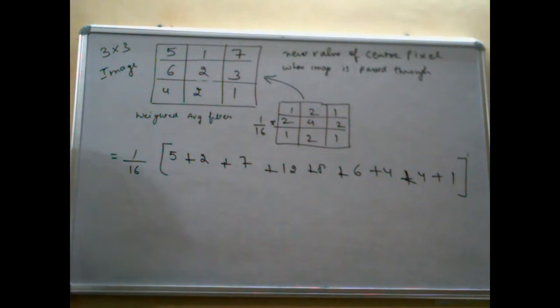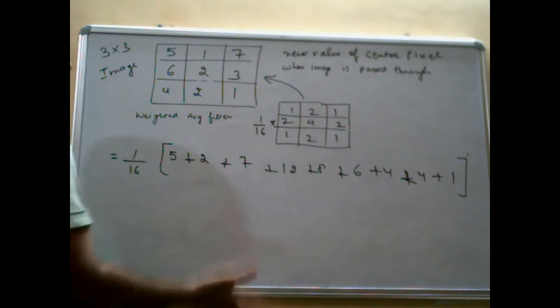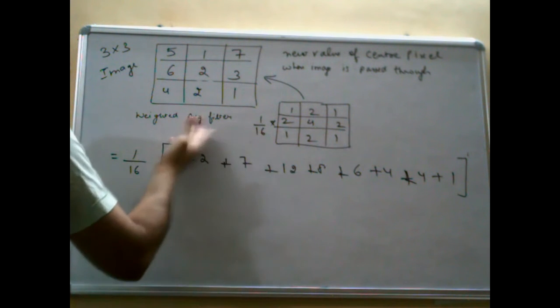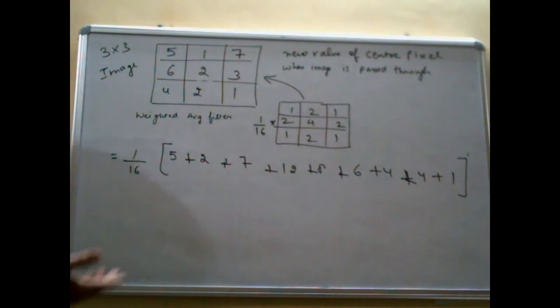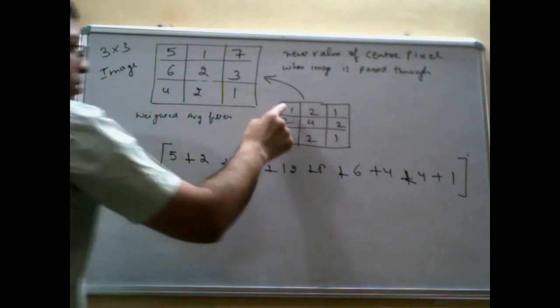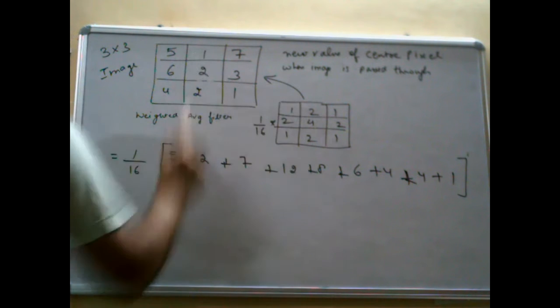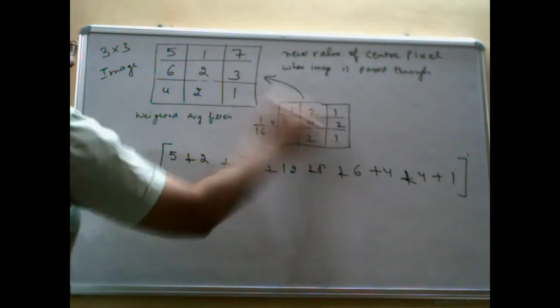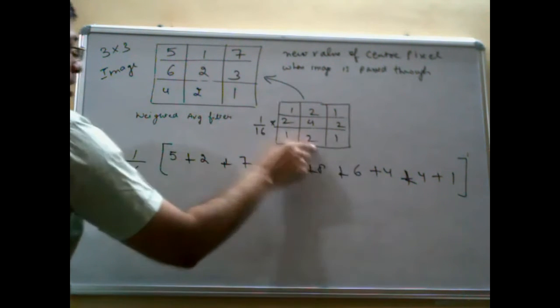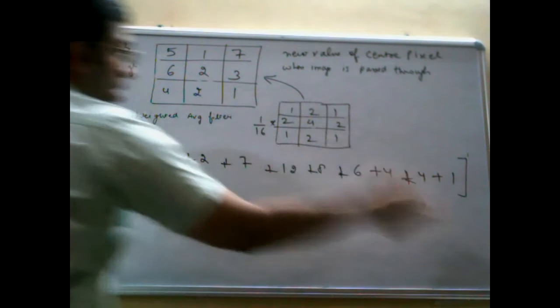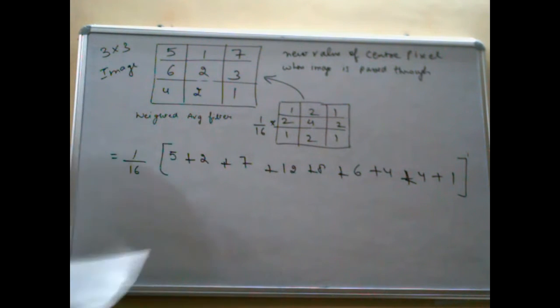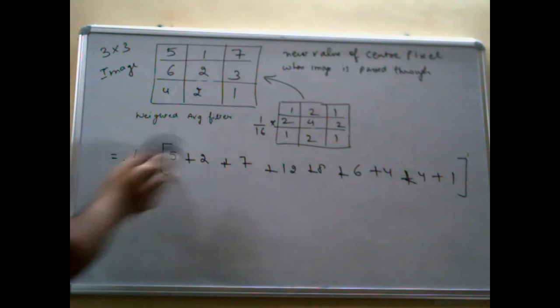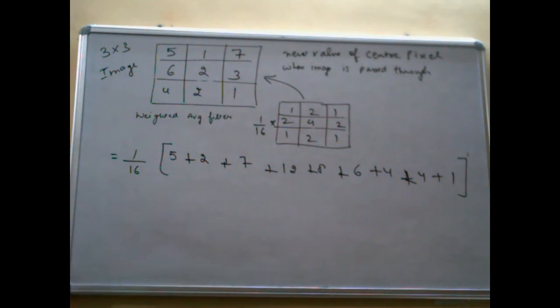I'll repeat once again. This is the filter that you have got. How to apply the convolution operation, because when we talk about weighted averaging filtering, these are nothing but linear filters or convolution filters. So 1 into 5, 5, 2 into 1, 2, 7, 12, 8, 6, 4, 4 and 1. You add all this and multiply by 1 by 16. Whatever answer you get, you replace the center value with that. Okay. Any doubt in any part, just let me know. Otherwise, we can move further to the Huffman coding technique.